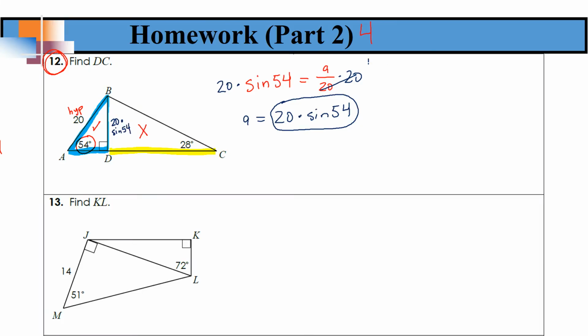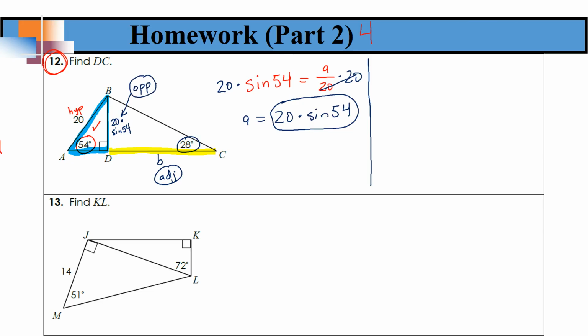I know it's a little odd, but we want to make sure that we keep our answer exact until the very end. Now we can take a look at the yellow triangle over here. Since we're trying to find this little piece right here, I'll just call this B since I used A already. Circle the 28 degrees and let's label the sides. B is our adjacent leg, and the 20 times sine of 54 is our opposite leg.